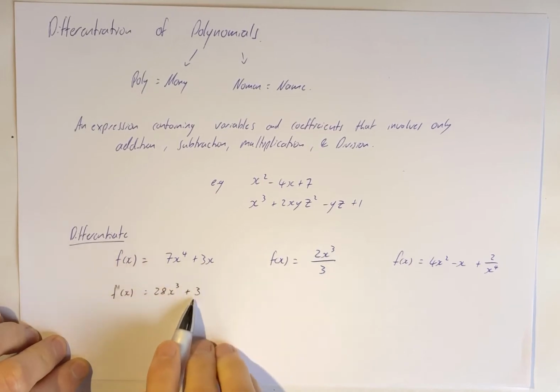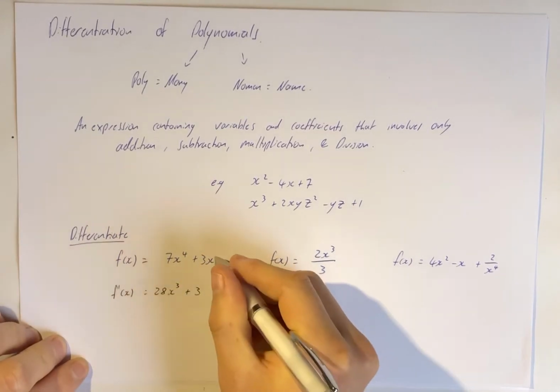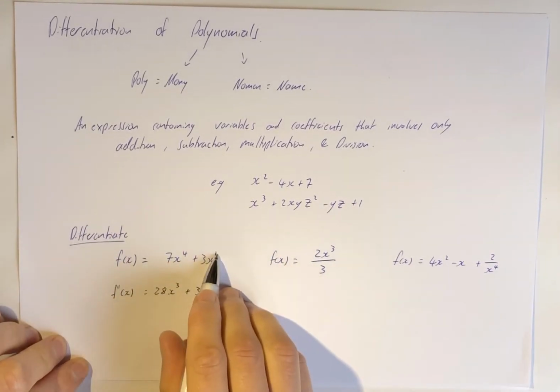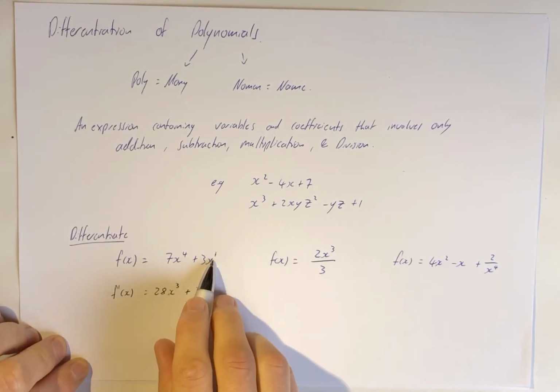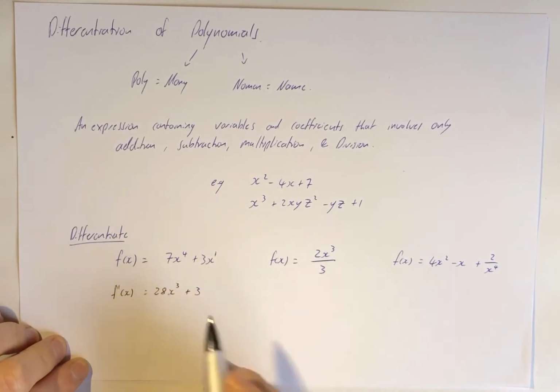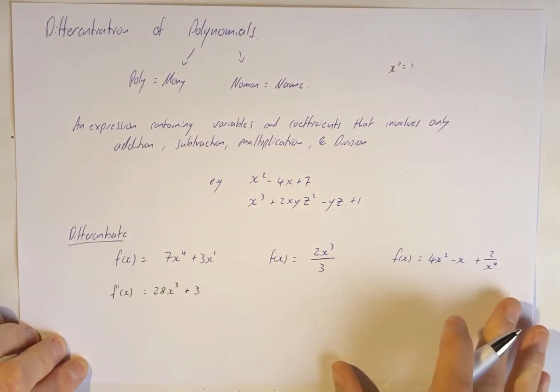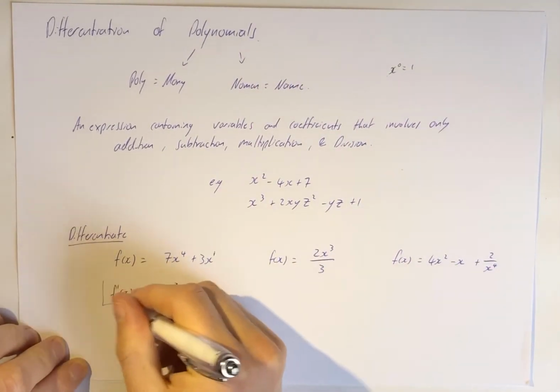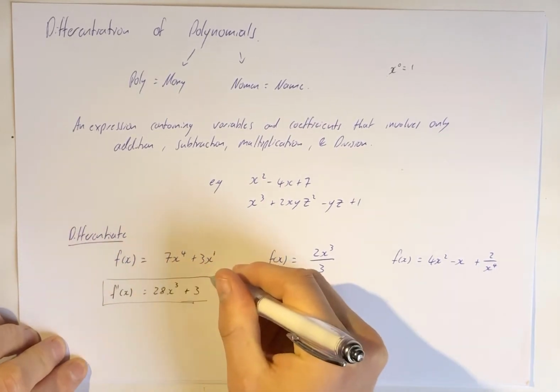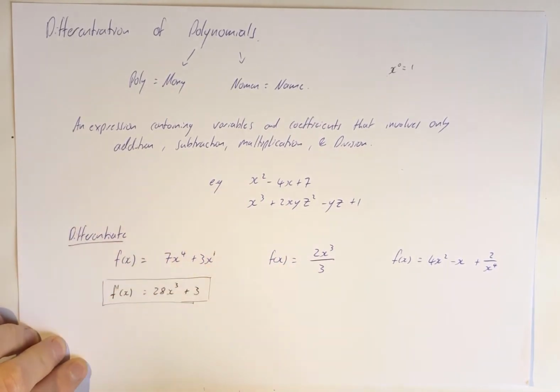So the reason this goes just to 3 is because imagine there's a 1 on there. Well, times by the 1, you get 3, and now reduce the power by 1, so you'd have x to the 0. And we know that anything to the 0 is 1, don't we? So that is as easy as it gets, really, for differentiating polynomials.